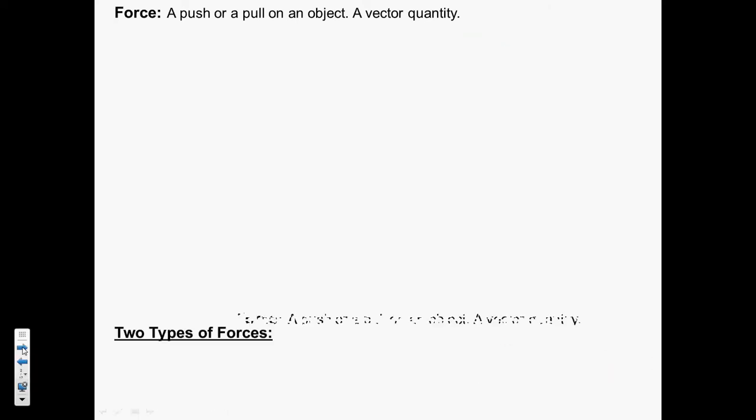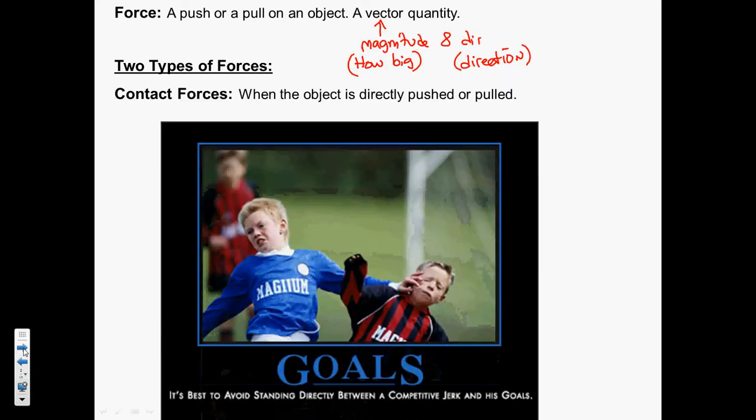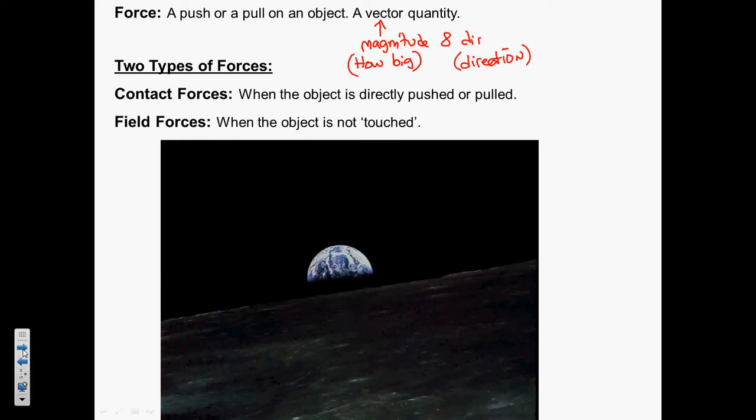Now, your book says that there are two different types of force, and this is not true. Your book says that there's a contact force, when something is directly pushed or pulled, like this young man here, he is physically pushing and touching something. And then it says that the other type of force is a field force. That's when the object is not touched, like gravity or magnetism. So you can pull on something from across the void without physically touching them. But that's really not true.